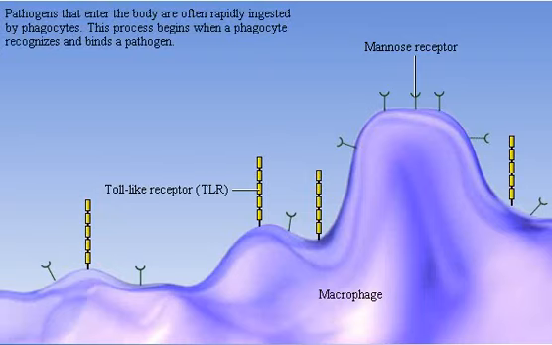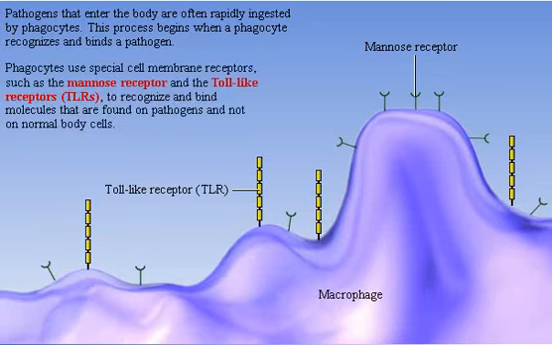Pathogens that enter the body are often rapidly ingested by phagocytes. This process begins when a phagocyte recognizes and binds a pathogen. You might wonder how the phagocyte knows that something is a pathogen and not part of the body. Phagocytes use special cell membrane receptors, such as the mannose receptor and the toll-like receptors, or TLRs, to recognize and bind molecules that are found only on certain pathogens, particularly bacteria, and not on normal body cells. Click a toll-like receptor to learn more about them.